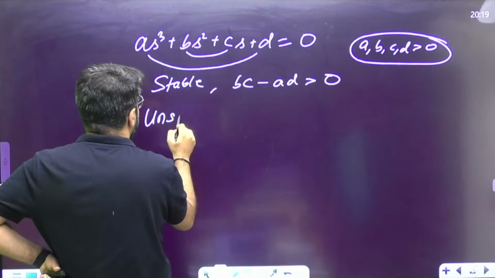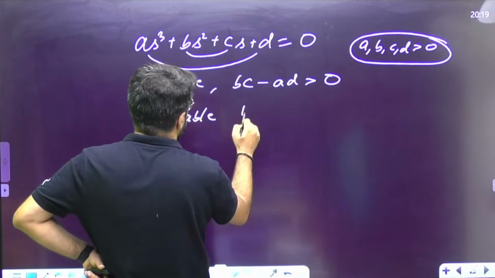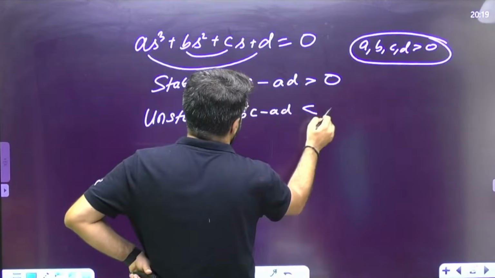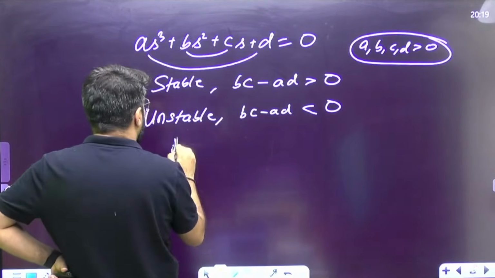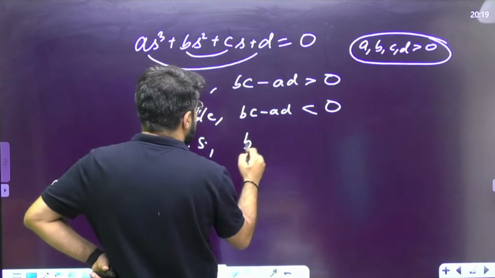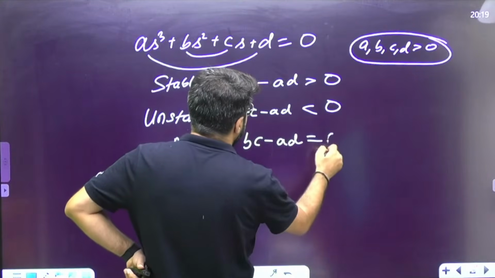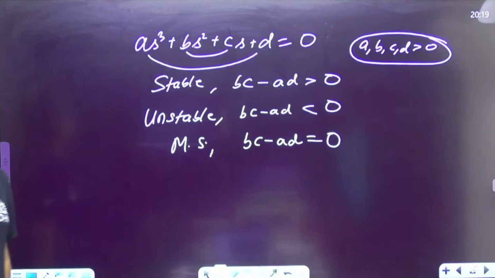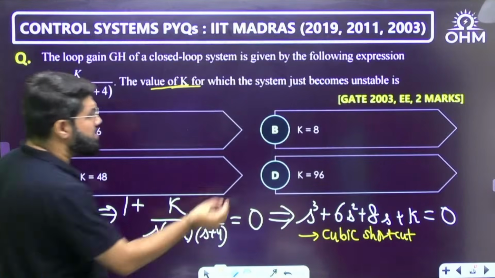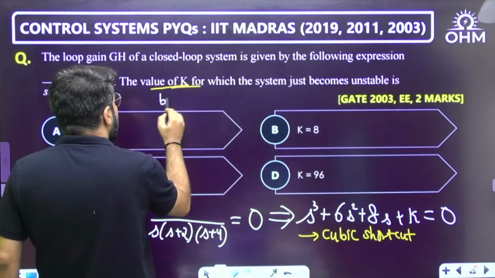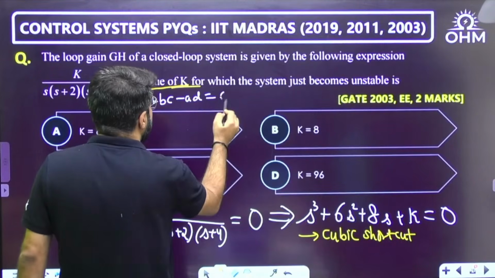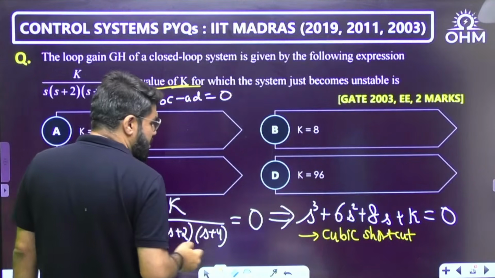For the reverse, BC minus AD is negative. And for the boundary, the marginally stable system, BC minus AD equal to 0. So I want the value of k for which the system just becomes unstable. That means I will take the boundary case, marginally stable, BC minus AD equal to 0.